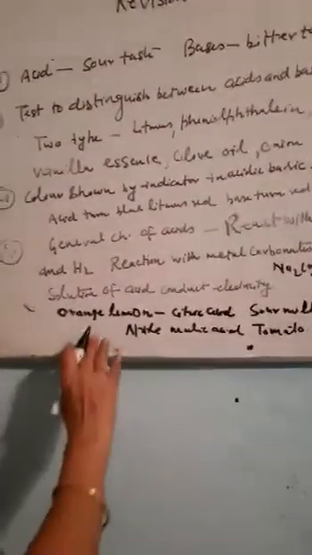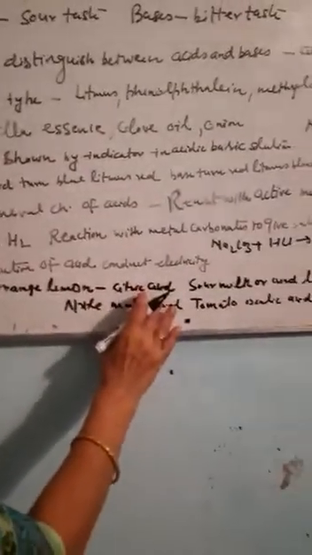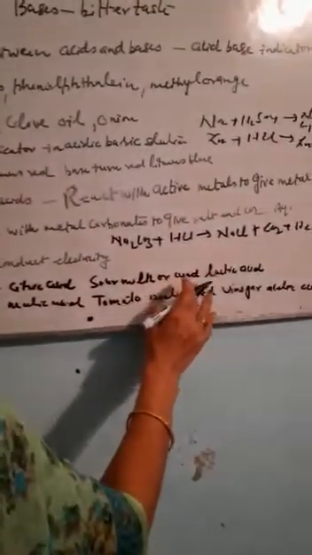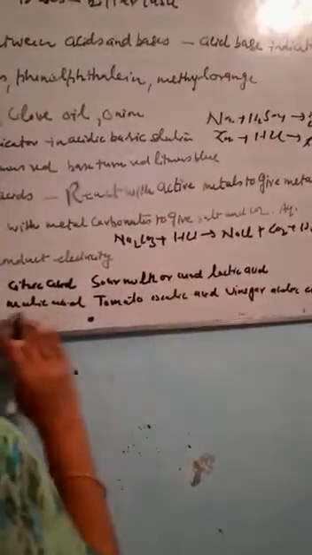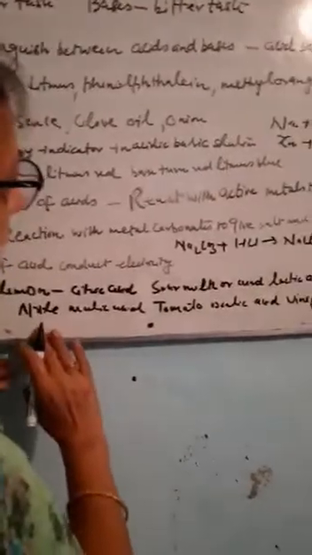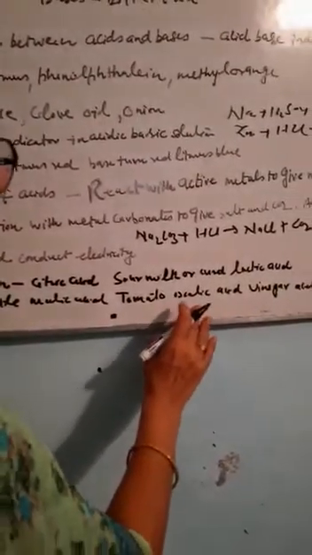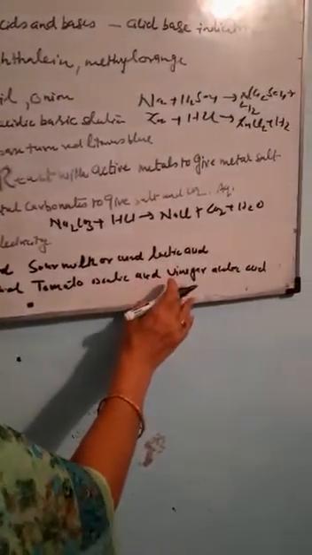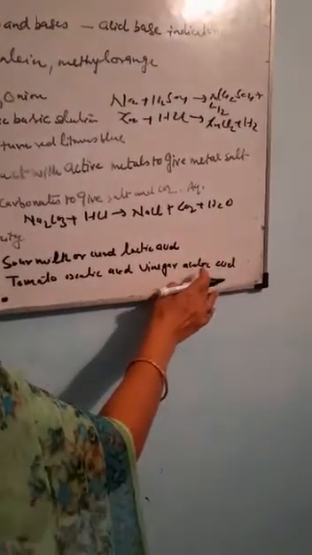There are two types of acids. One which occurs naturally, found in many substances, like orange and lemon, which contain citric acid. Sour milk or curd contains lactic acid. Malic acid is present in apple. Tomato contains oxalic acid. Vinegar contains acetic acid.